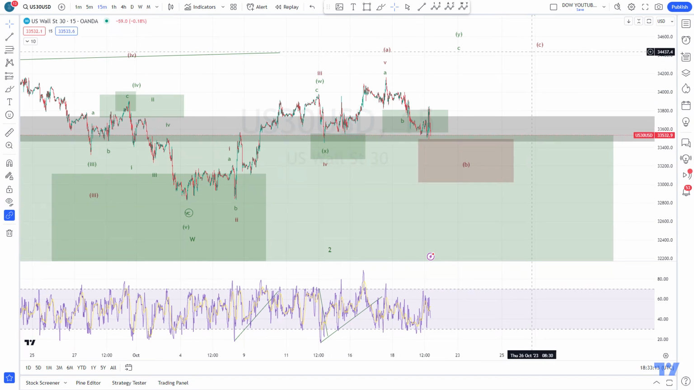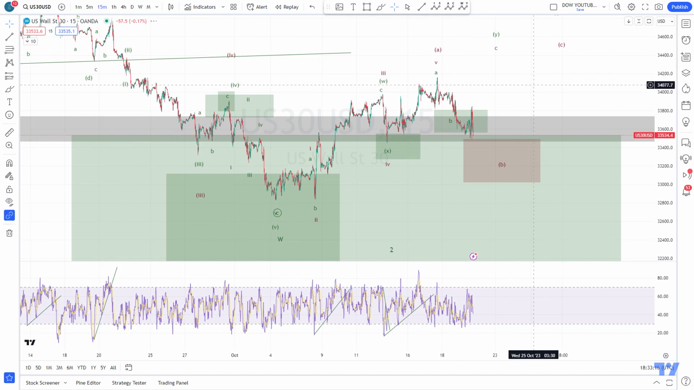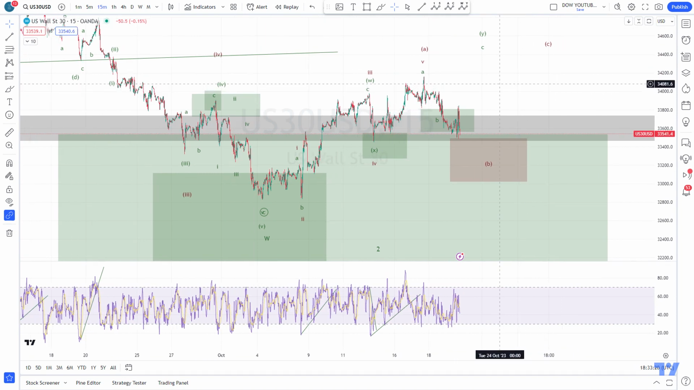Yeah, I believe that's it for now. I think we just have to wait for better data. There's not really much to do or to forecast. These are the only two plausible scenarios in the short term, I would say. Okay, that's my analysis for Friday, October 20th.